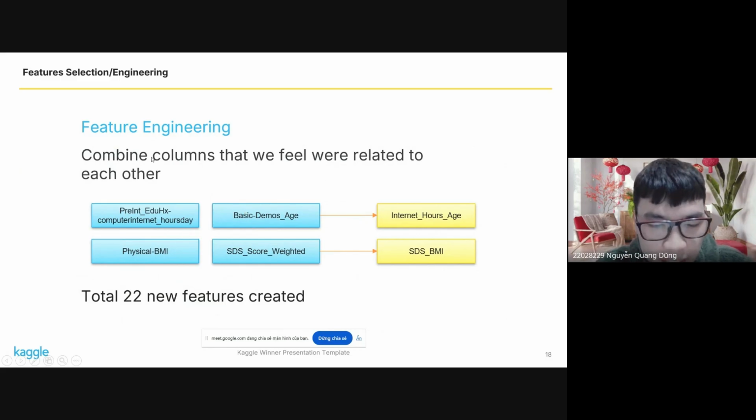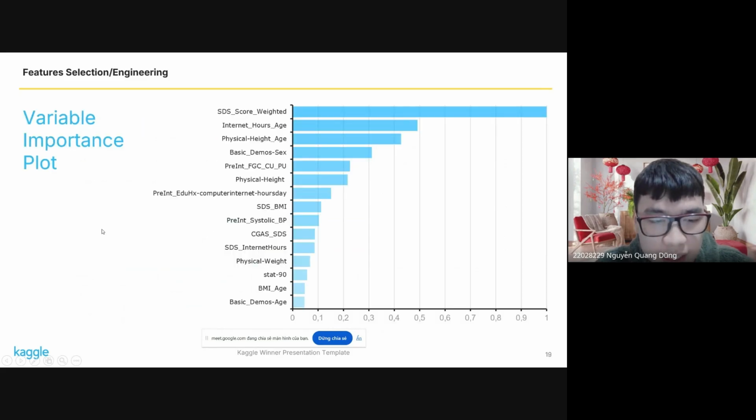For the feature engineering, we combined columns that we feel were related to each other. In total, we created 22 new features. So here is the variable importance plot. We measured feature importance using permutation importance. So the 5 most important features are as we presented earlier.